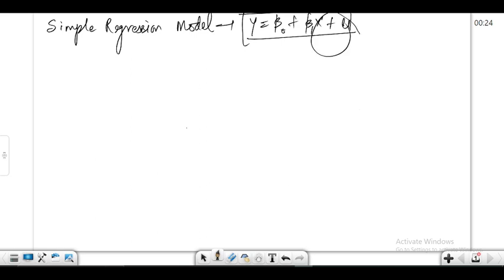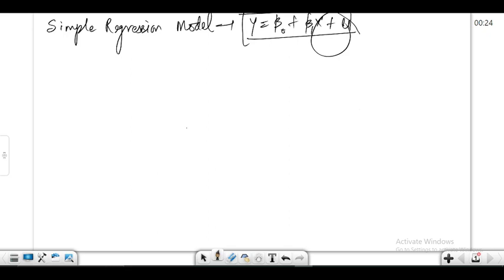The second issue that the model tries to solve is the functional relationship between x and y. The model is a linear model, so the relationship between x and y is a linear relationship. So we are basically dealing with a linear model here.